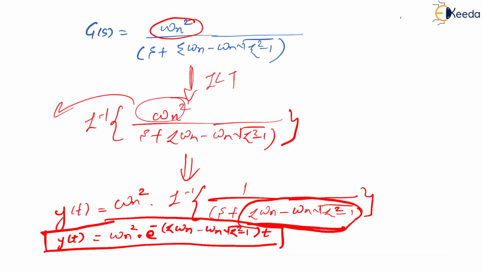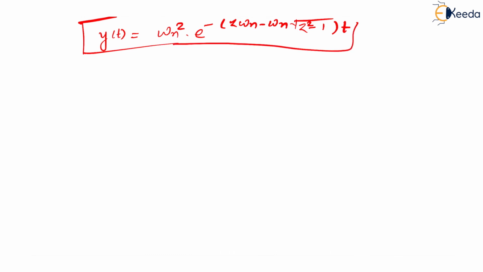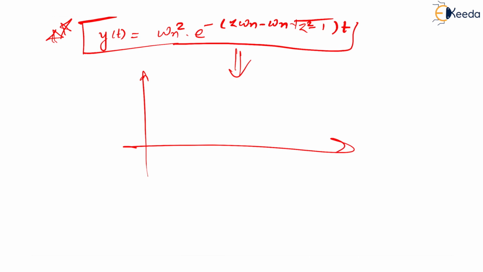Now, how will this plot look? Let me rewrite the equation. Y of t became omega n squared e to the power minus (zeta omega n minus omega n into under root of zeta squared minus 1) into t. This is the whole equation which we have. Now, the graph will look like this. At t equal to 0, e to the power minus 0 is e to the power 0, so it becomes omega n squared into 1. So omega n squared is what happens at t equal to 0.